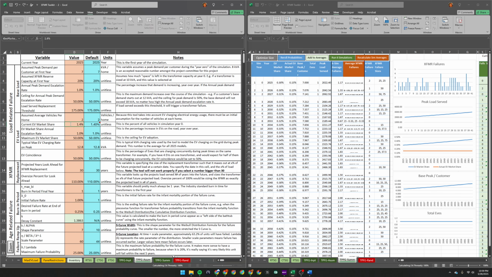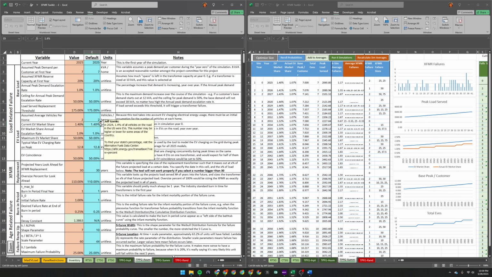The default value is listed as 1.4 because I averaged all of those numbers, or I guess in 2024 it was 1.4% on average. You know your state, so enter in the appropriate number there. And don't do new vehicles sold, do market share of all vehicles.